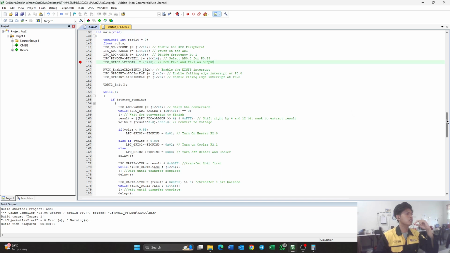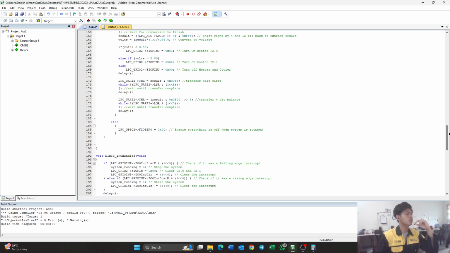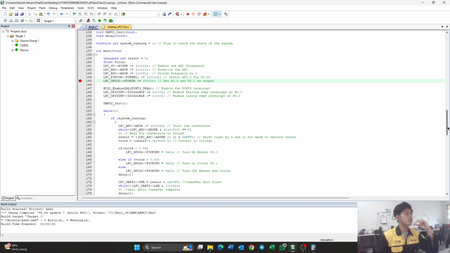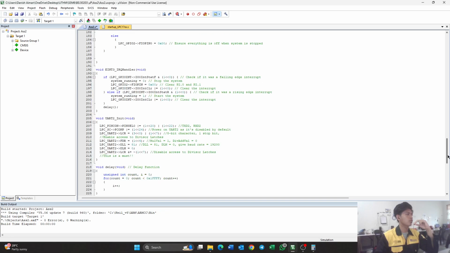This is the interrupt code, which uses port 0 of the interrupt and pin 0. There will be falling and rising edges for the interrupt. If there is an emergency case, we will press the interrupt to stop the cooler or heater, and press the interrupt back to turn the heater on or off.